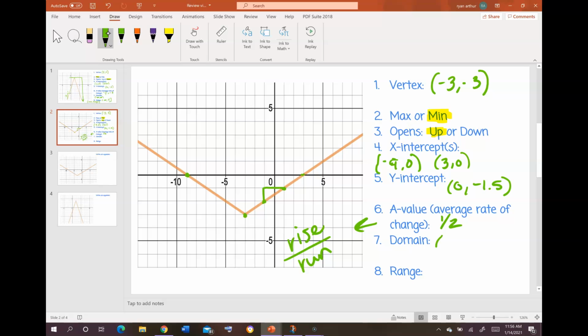Your domain is -infinity to +infinity. Range, how low to how high. This one goes as low as -3, and that's a number, so it gets a bracket for absolute value. And it goes as high as off the charts, which is positive infinity. All right, so that is it for reviewing key features of an absolute value for this section.